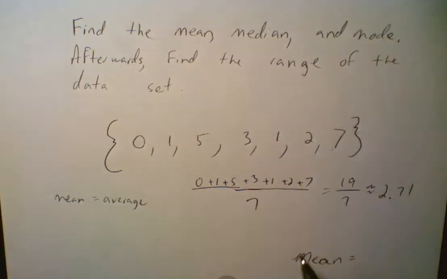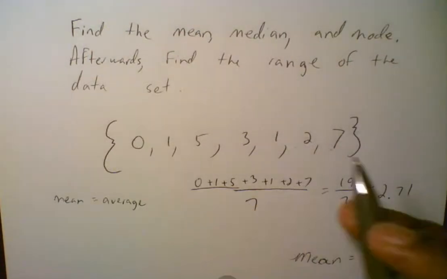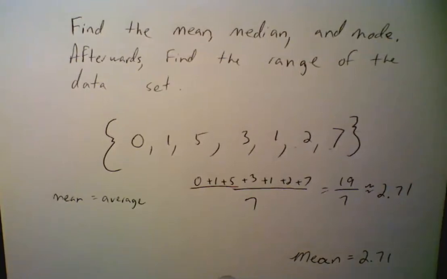Again, the mean means the average. It means you get the sum of all those numbers and divide by the total number of digits in the list. So my mean is 2.71.